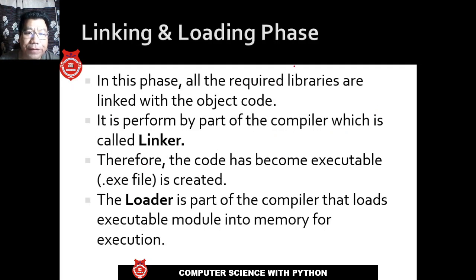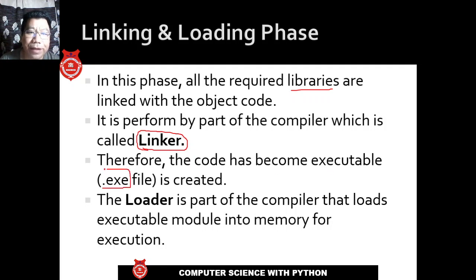And the last phase is the linking and loading phase in the compilation process. In this phase, all the required libraries are linked with the object code. The source code will be referring to some other code which already exists. Those are known as library codes, and they will be linked together with the object code. This linking is performed by a program known as the linker, which comes with the compiler. All right. Therefore, the code has become executable.